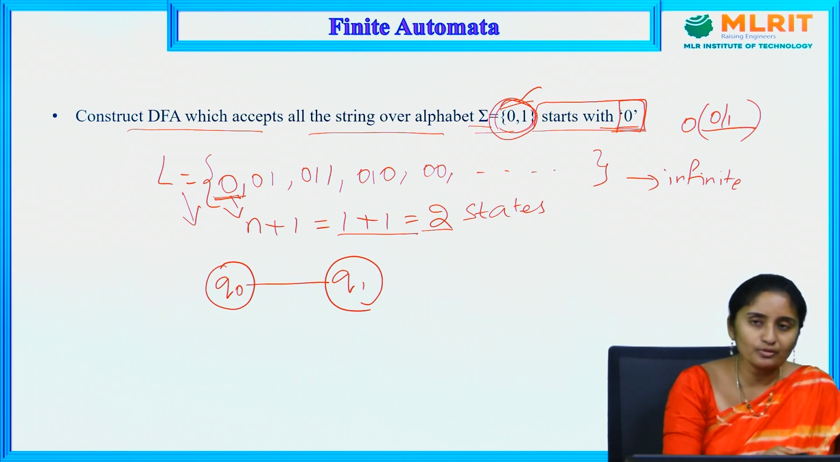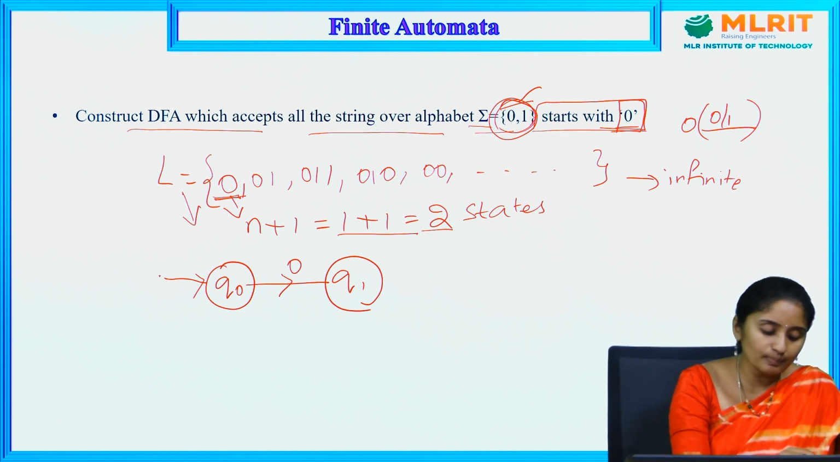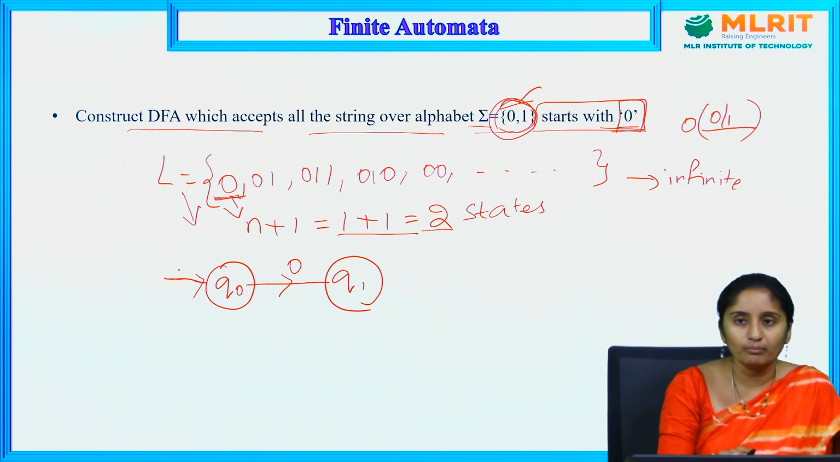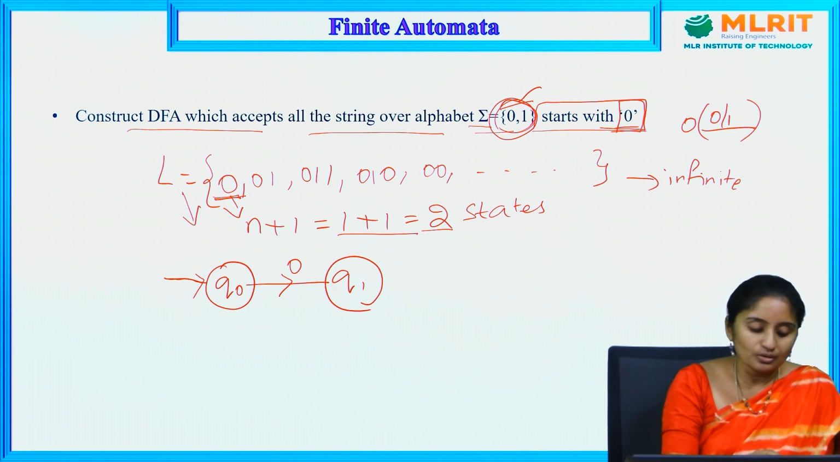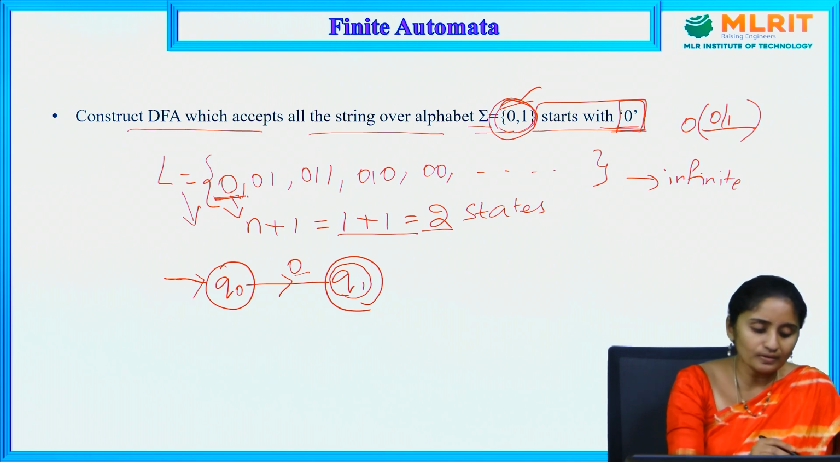What is the first input string I am having? 0. Before that, we need to plot the initial state and the final state. Q0 is my starting state, or initial state, because the first state is the starting state. The starting state is represented with an arrow with no input. When I give input 0, it moves to some other state, which is the final state. So Q1 is the final state, represented with 2 circles. The first string is accepted.